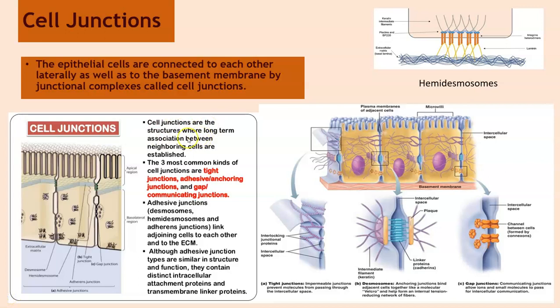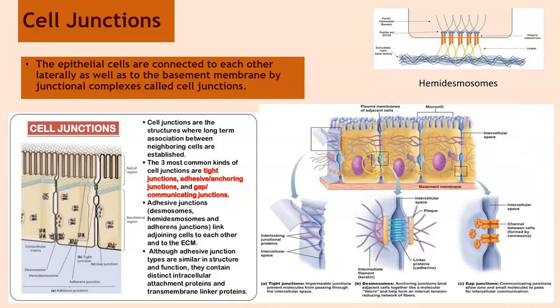Cell junctions are the structures where long-term association between the neighboring cells is established. We have three common types of these cell junctions, which are the tight junction, adhesive or anchorage junction, and gap or communication junction. In our adhesive junctions, we have the desmosomes, hemidesmosomes, and adherens junctions. Now, although adhesive junction types are similar in structure and function, they contain distinct intracellular attachment proteins and transmembrane linker proteins. Have a look at this image here. It will show you the different types of junctions.